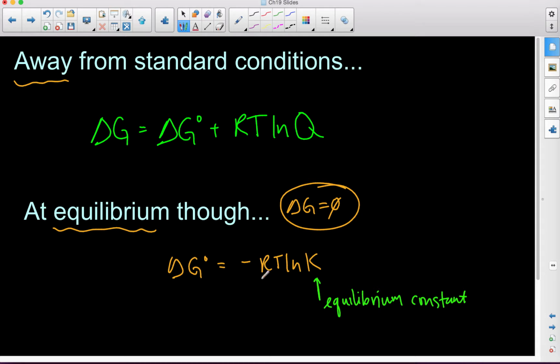And R is the universal gas constant expressed in different units. This is 8.314 joules per mole Kelvin. T is our temperature in Kelvin, and K is our equilibrium constant. And delta G is the same delta G. So what this means is that this gives us a way to compare delta G to where equilibrium is for our particular reaction.